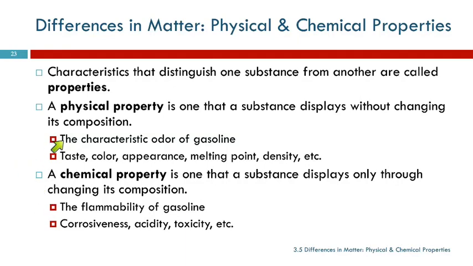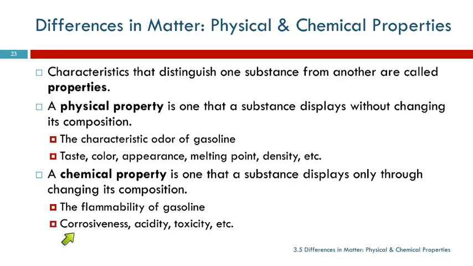So the smell of gasoline is one thing, the flammability of gasoline is another. To demonstrate that gasoline burns, you destroy the gasoline, right? And so that's a chemical property. Other things are corrosiveness, acidity, toxicity.